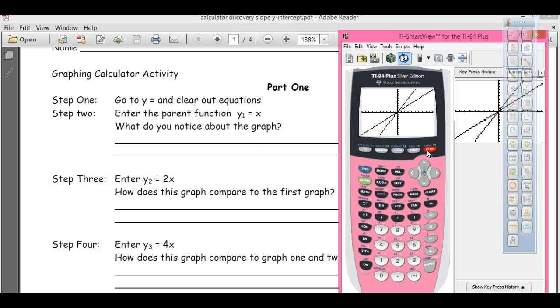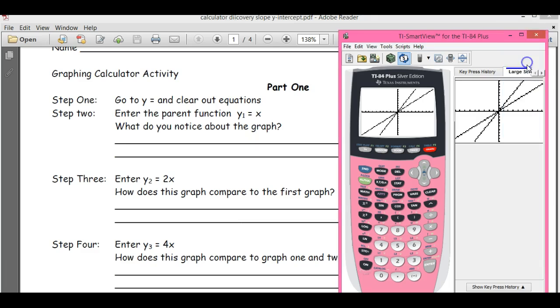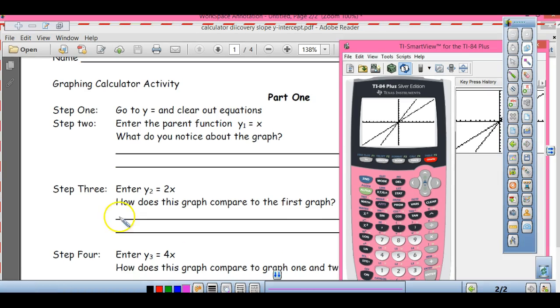It's still positive slope. So we can say still positive slope, still crosses 0, 0, right? What do you notice about the slope? Is it steeper or is it less steep? It's steeper, yeah. So we have a steeper slope because it goes up faster.